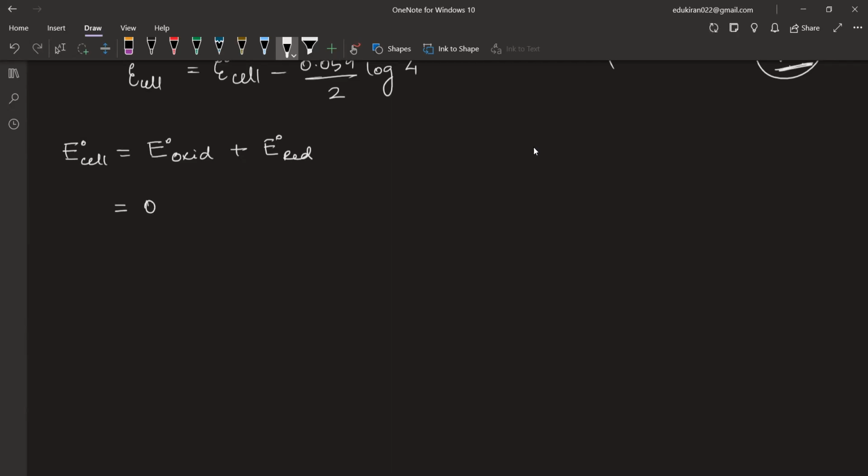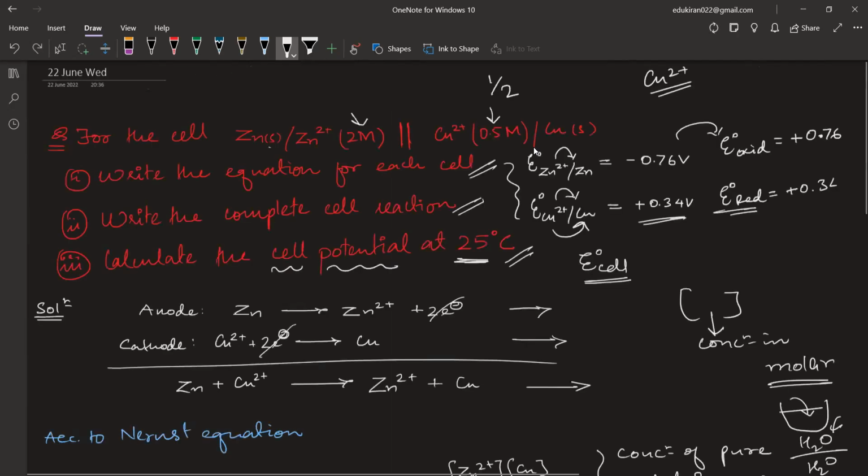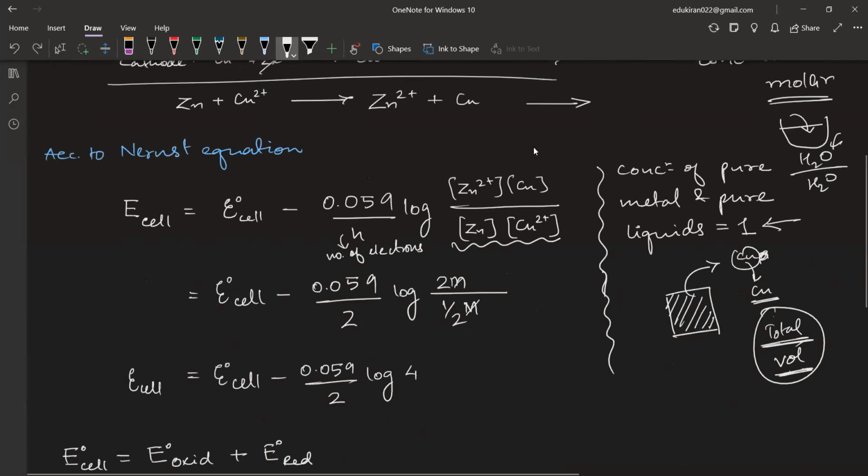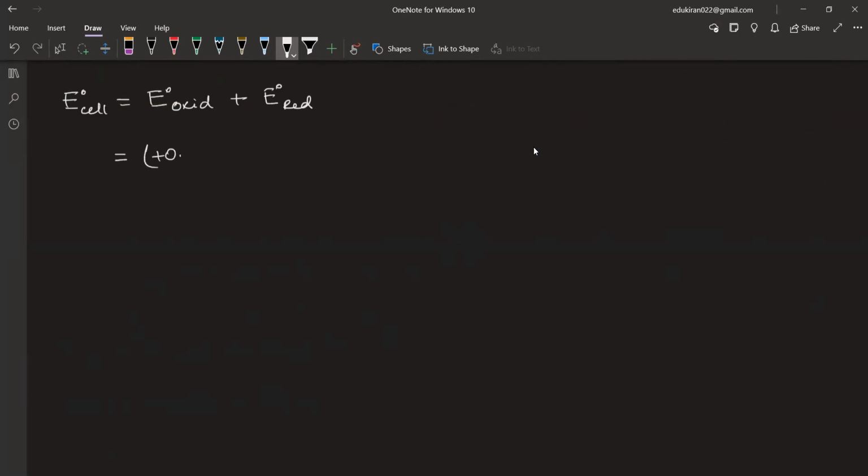So E naught oxidation is 0.76 and E naught reduction is 0.34, right? So plus 0.76 plus E naught reduction with the sign plus 0.34, in volts. I will remove the brackets. This will be equal to how much? 1.10, I hope. Yes or no? 1.10, right?